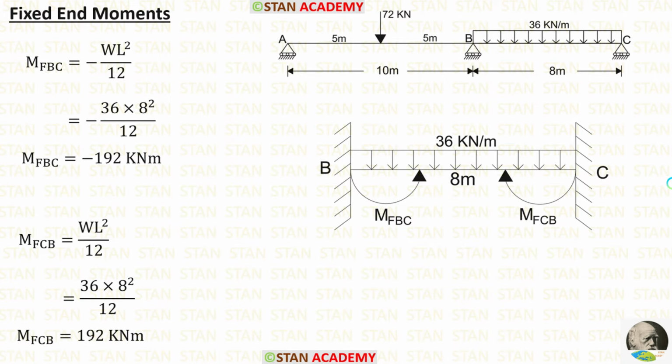Now let us make the fixed end moments in the span BC. In the span BC, we are having UDL acting for the full span. We already saw the formula for the fixed end moments. Minus WL square upon 12 and WL square upon 12. Let us apply the values inside the formula. W is 36 and L is 8. After applying, we are getting M of BC is equal to minus 192 kilonewton meter. M of CB is equal to 192 kilonewton meter.